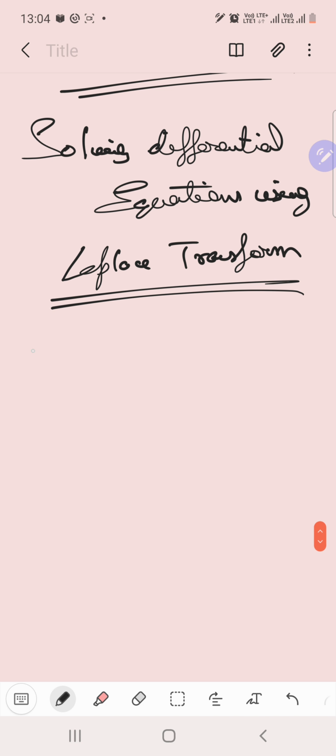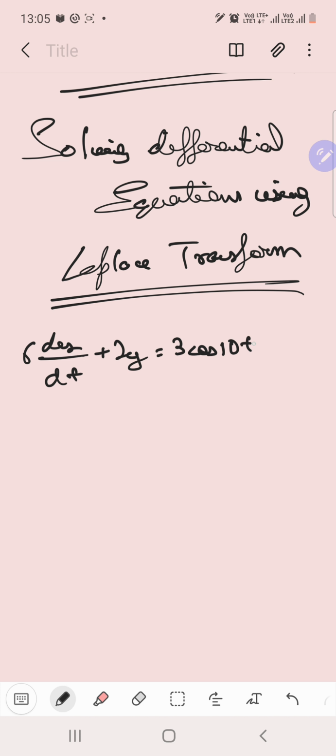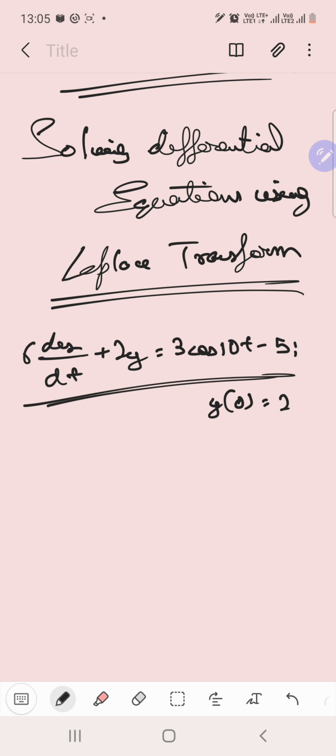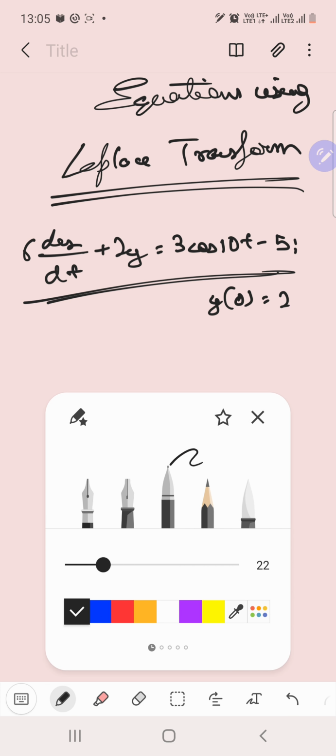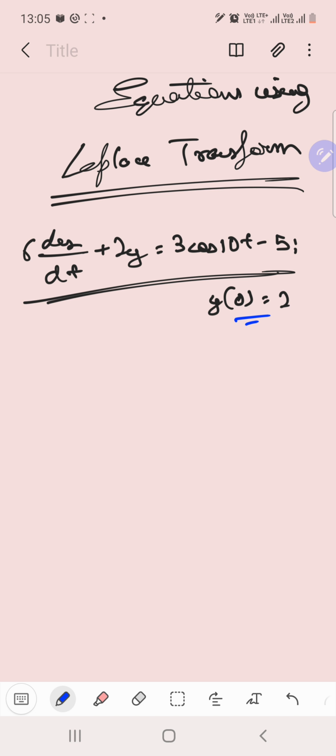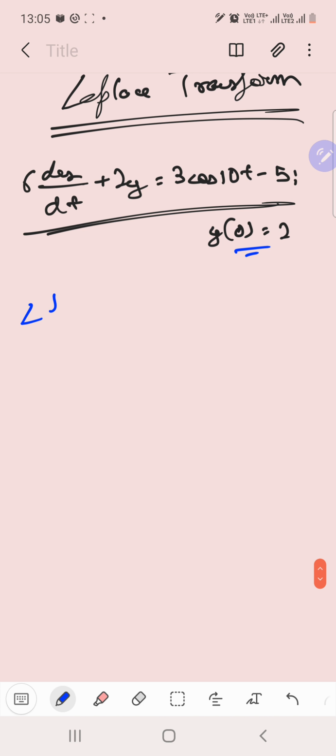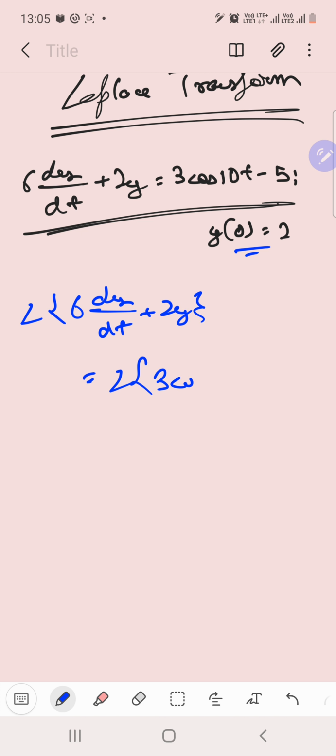Let's say we have 6 dy over dt plus 2y equal to 3 cos 10t minus 5, and y(0) is given as 2. We need to solve this differential equation. This is also a kind of initial value problem. So how to solve this problem? We will put Laplace transformation on both sides. So plus 2y will give you Laplace transform of 3 cos 10t minus 5.